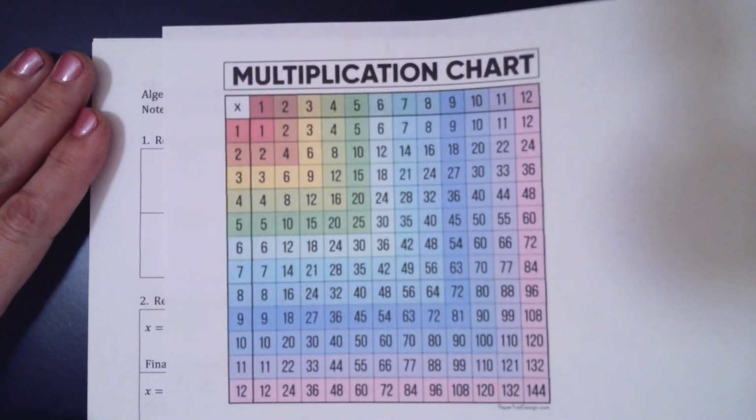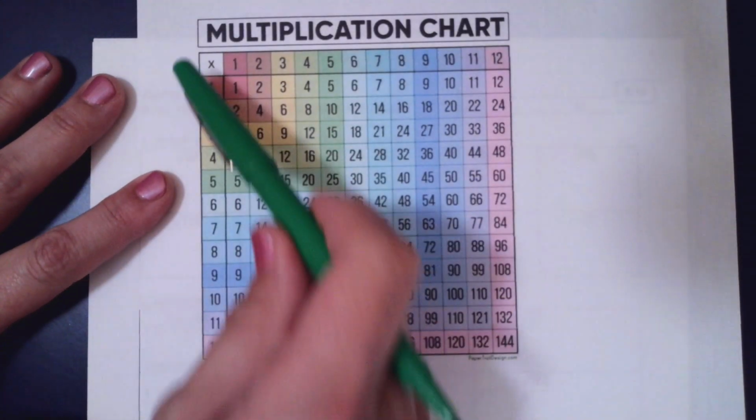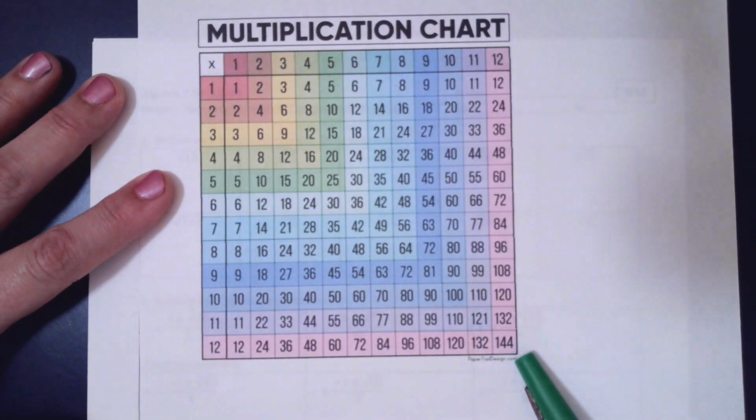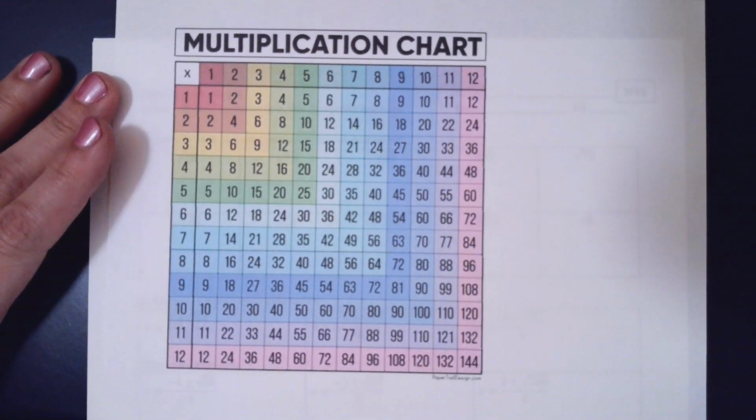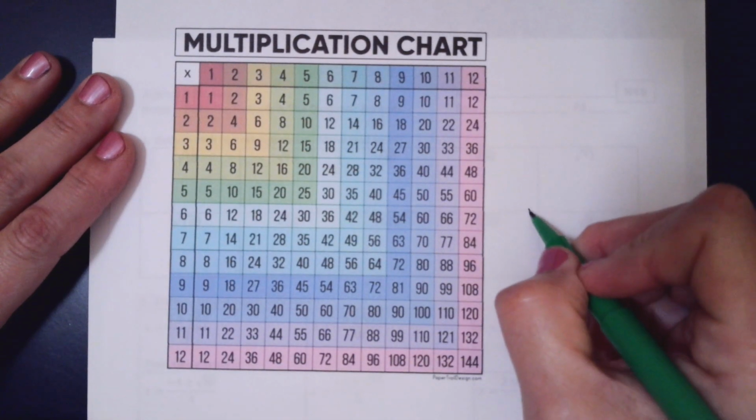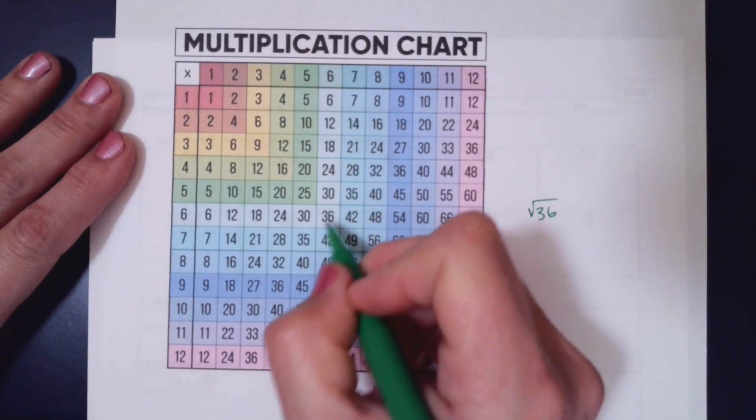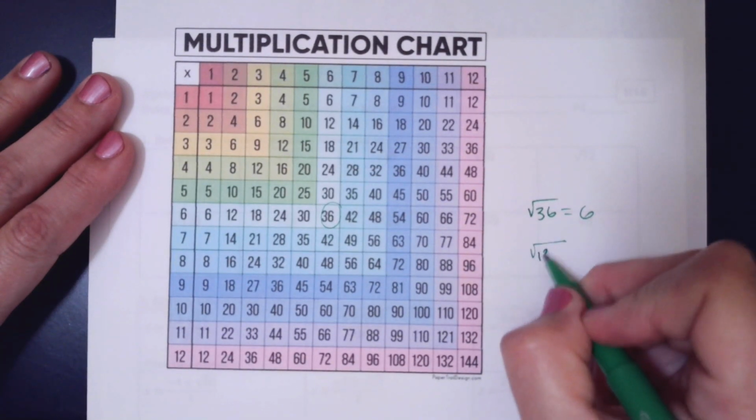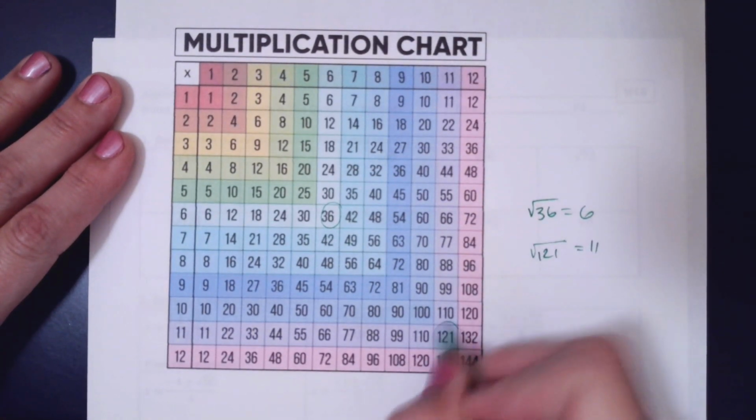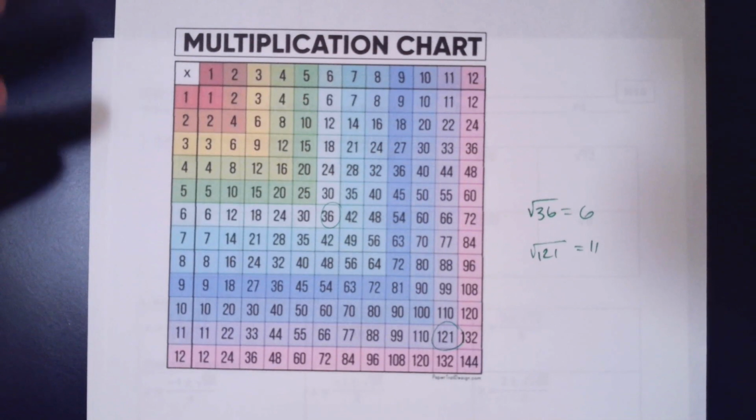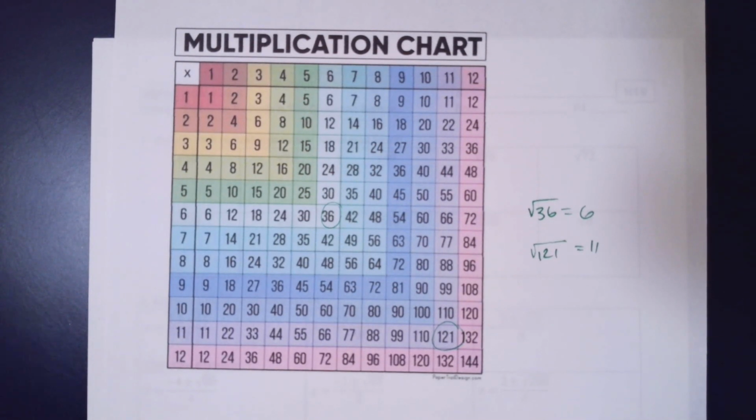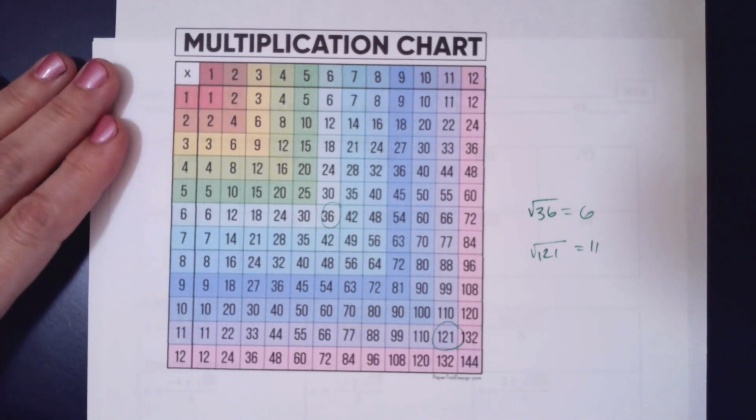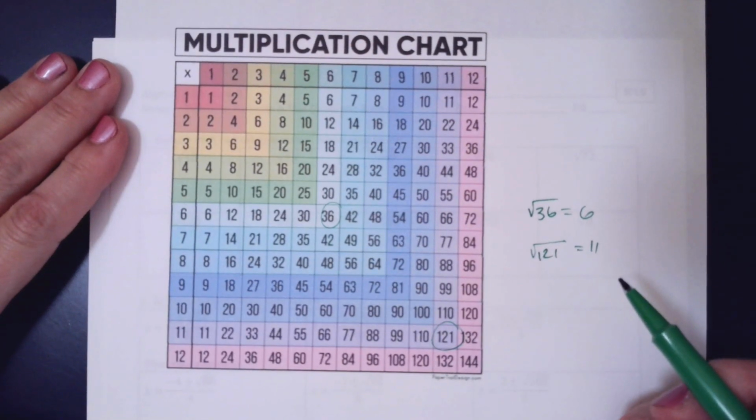All right, so on your multiplication chart, these numbers down the diagonal here are your perfect squares. When you take the square root of a perfect square, you get a perfect answer, right? Like the square root of 36 is 6. The square root of 121 is 11, because a square root is what number times itself makes that number. So these are the numbers that we're going to want to get out.